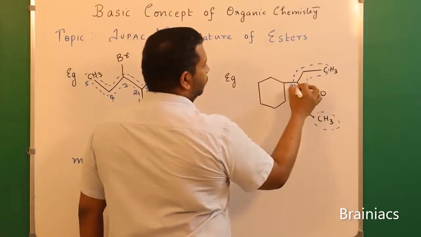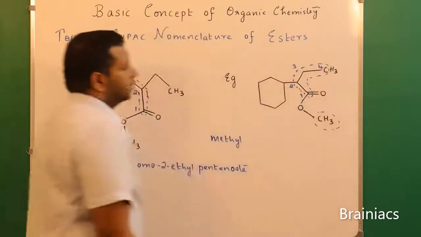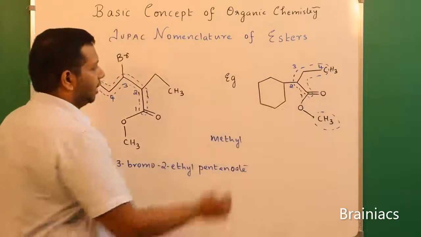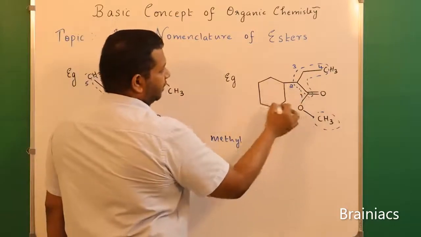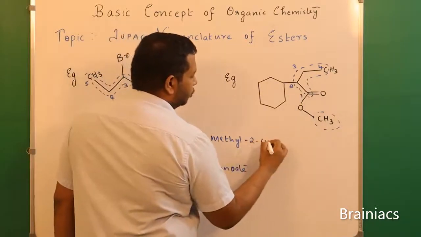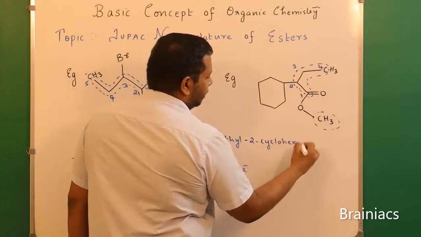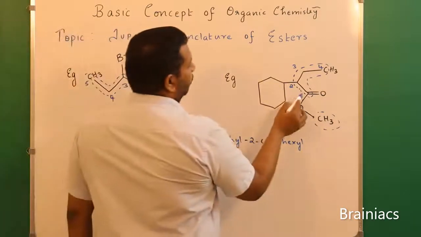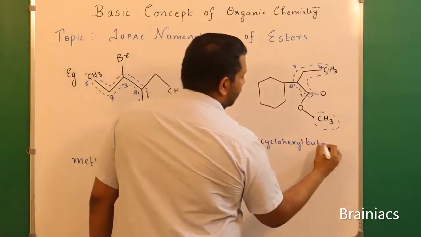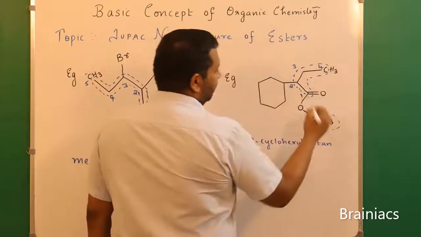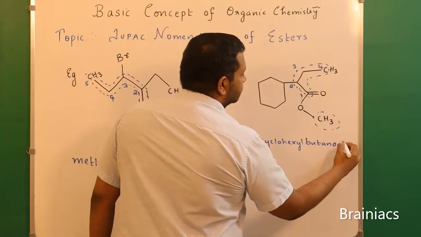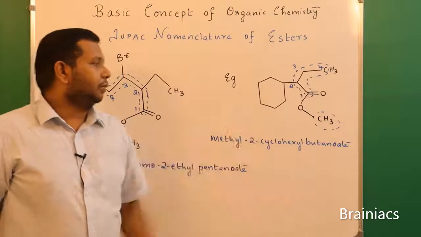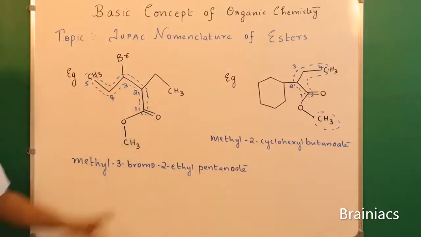So 1, 2, 3, 4. Correct? Why? Because the functional group is attached to the side chain. Now how can I write it? Methyl, at second position there is a cyclohexyl group, so methyl 2-cyclohexyl. How many carbons are there? 1, 2, 3, 4, so butane, they are all linked as single bonds. Either you can write butan-1-oate or butanoate. So methyl 2-cyclohexylbutanoate, and this one is methyl 3-bromo-2-ethylpentanoate.